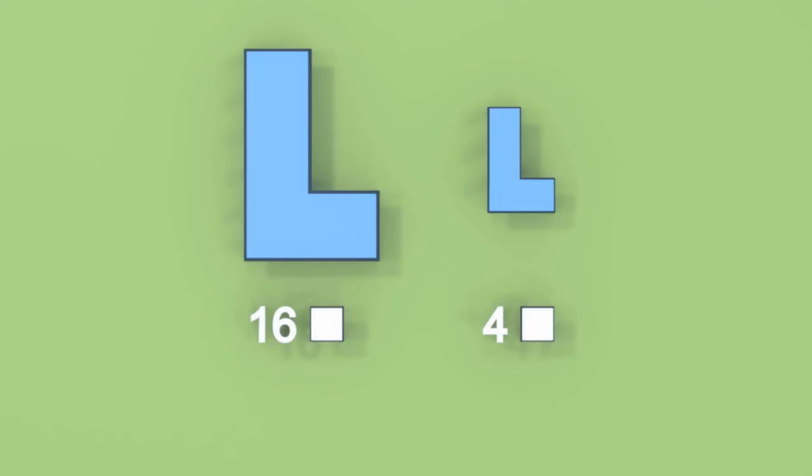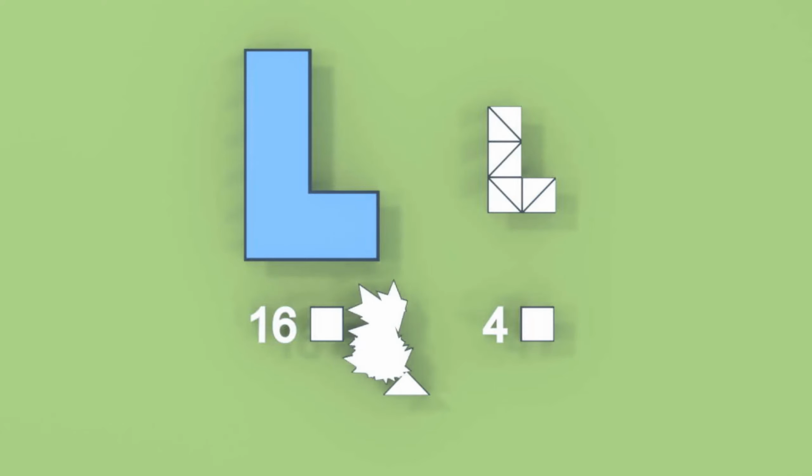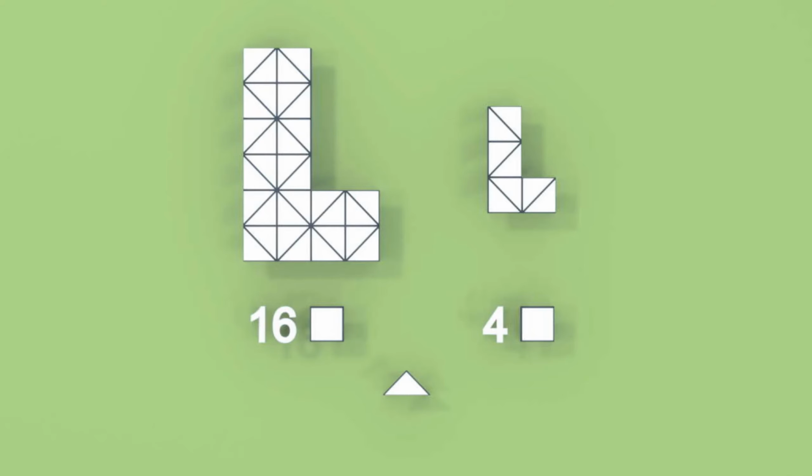What about shapes other than squares? The L on the left is 32 triangles big, but the L on the right is only 8 triangles big. Whatever little shapes we use, for the L on the left we need 4 times as many as for the L on the right. We can say that the shape on the left is 4 times as big as the shape on the right because of this.